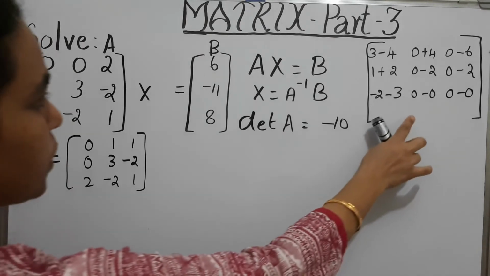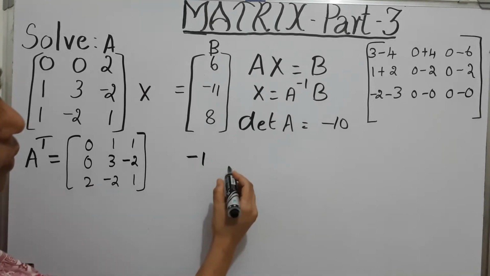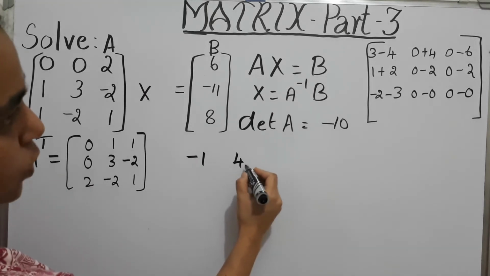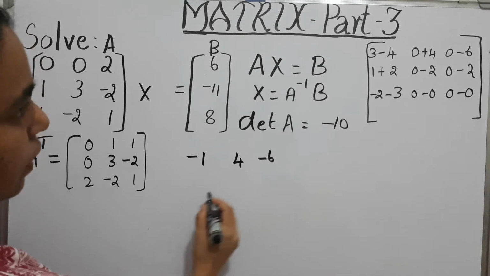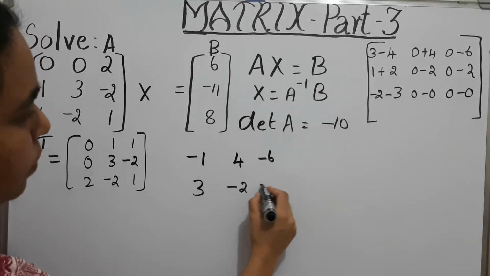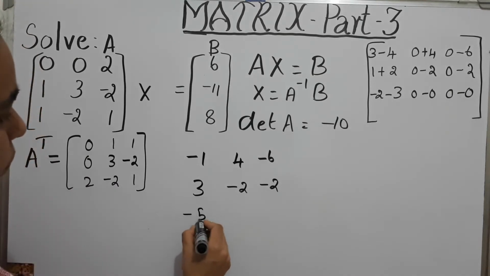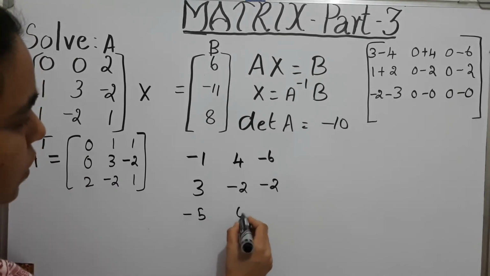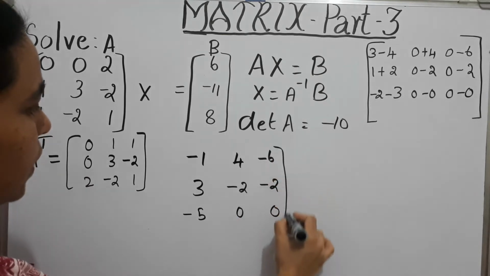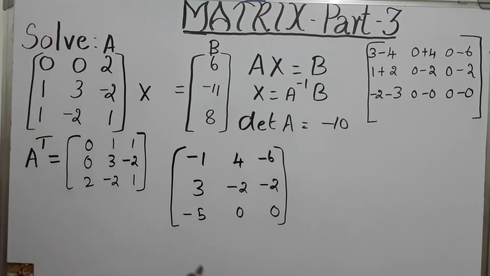Now we can simplify this matrix. 3 minus 4 is negative 1, and then 0 plus 4 is 4, 0 minus 6 is minus 6, and then 3, 0 minus 2 is minus 2, and this is also minus 2, and minus 2 minus 3 is minus 5, and then 0 minus 0 is 0, here also 0. So this is the matrix, and now we have to multiply with some signs.